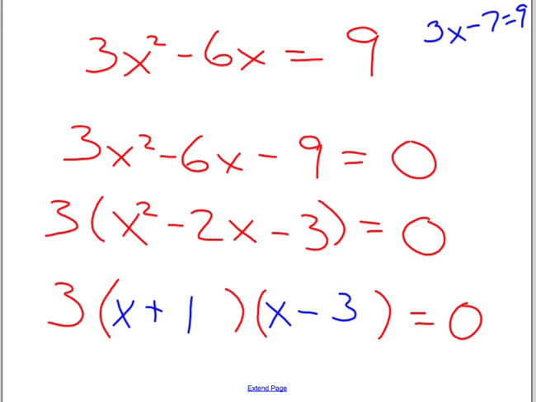How do you do it with the 3 up there? It's not part of it. All we're looking at is the trinomial. Factor that. Now, it's still 3 times this value. Whatever this value is, if it was 0, would make this whole thing equal to 0. So, x is equal to what?